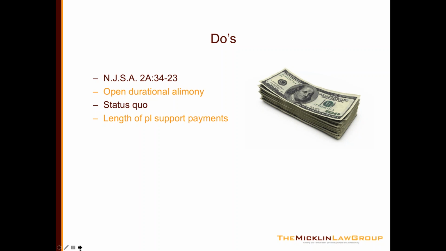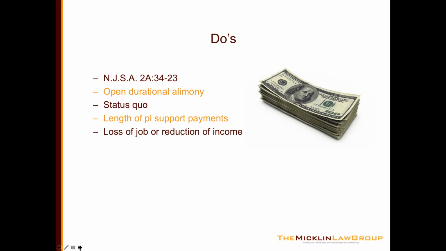Now we're talking about modification. It's usually after the fact, but this may be something that you want to look into, because when you settled your case on alimony, it probably did not include the Pendente Lite payments. So it's one more issue to look at.